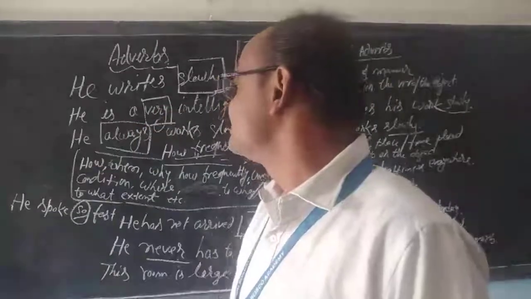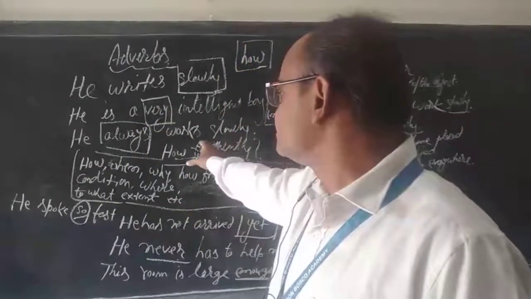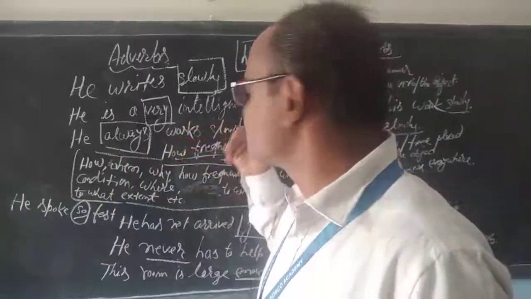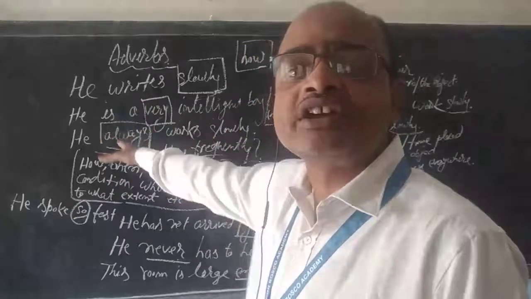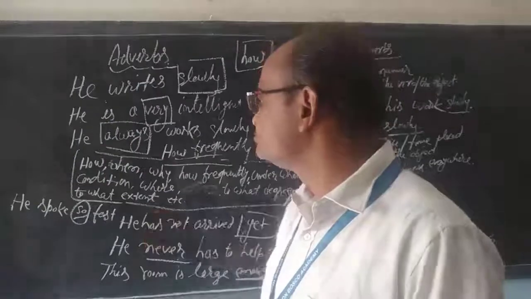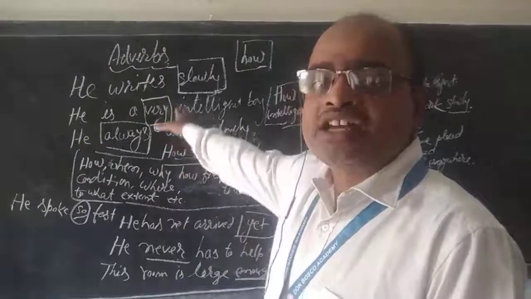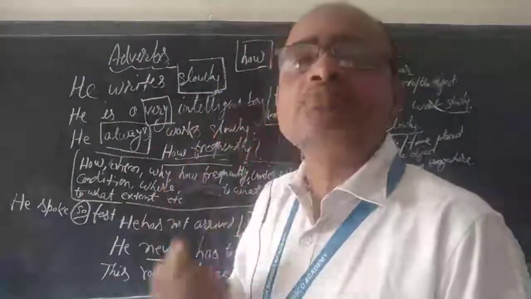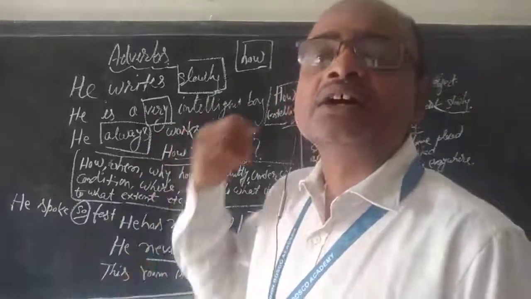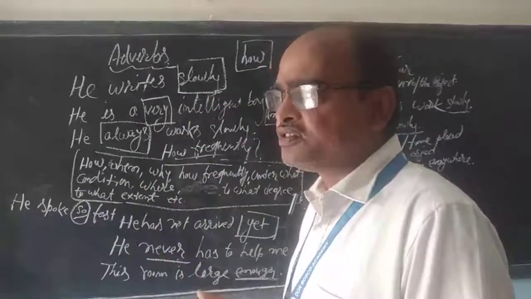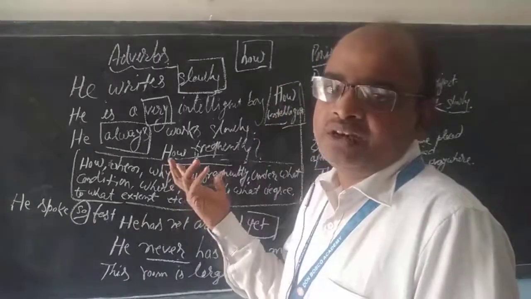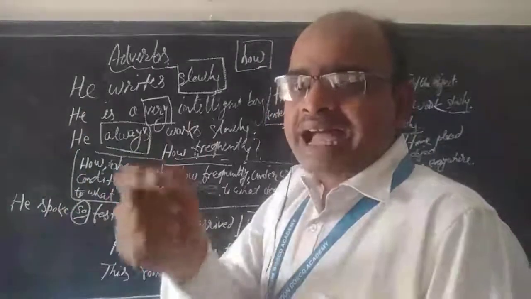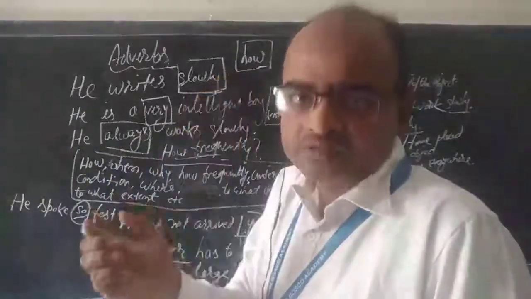In the third sentence, he always works slowly. So ask the question: how often? How often does he work slowly? He always works. The answer you are getting is slowly. So this is again an adverb. So here it is proved: an adverb is a word that tells us something more about either a verb, an adjective, or another adverb. And we use the adverb just before or after that verb, adjective, or adverb.